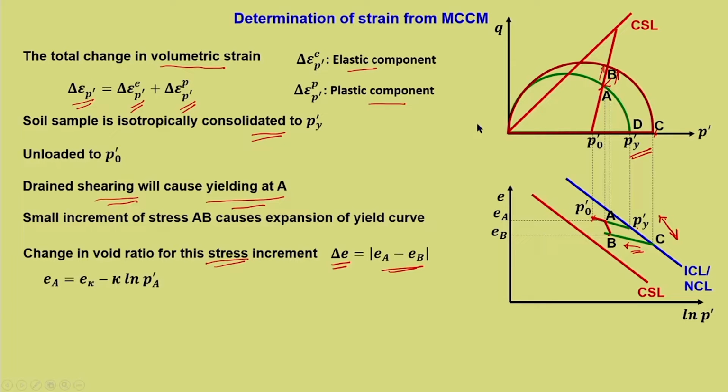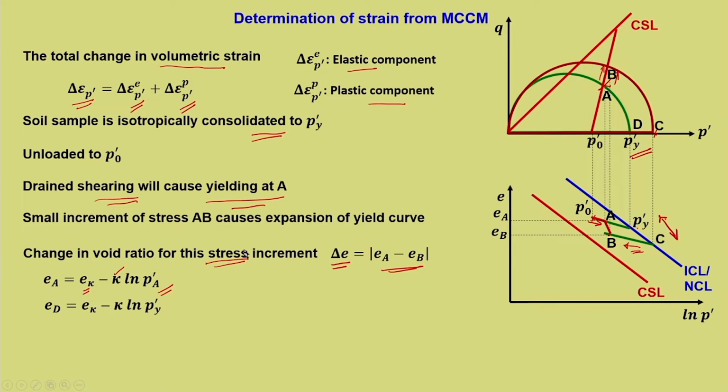Now, we know that it is MCCM, hence we know all the relationships related to critical state. So, we can conveniently write e_A is equal to e_kappa minus kappa ln p_A dash. So, it is on this unloading reloading line, and hence the void ratio at A can be obtained by this expression by knowing the critical state parameter kappa.